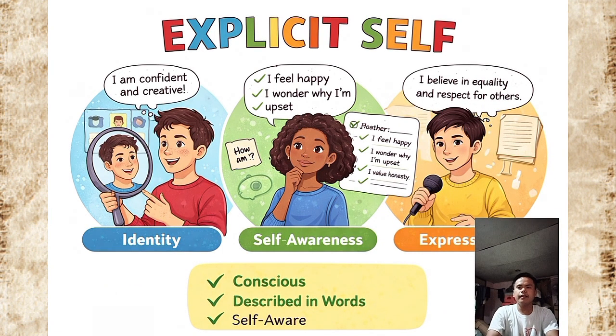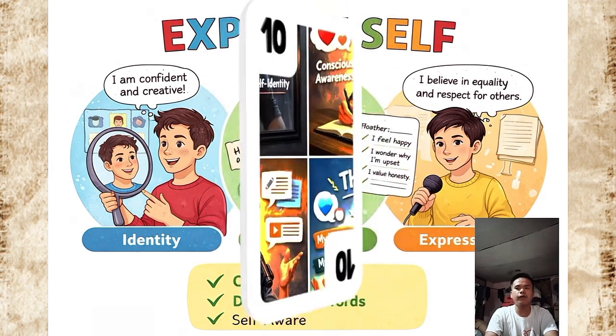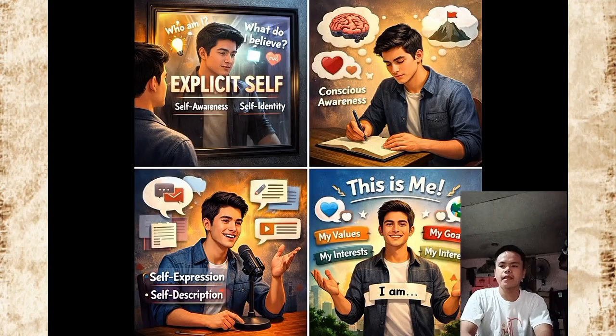First, the meaning of the explicit self. The explicit self refers to the part of our identity that we are consciously aware of. It is the I that can reflect on personal traits, beliefs, and experiences. This self is deliberate and observable. It's the part of us that can answer questions like who am I or what do I value.